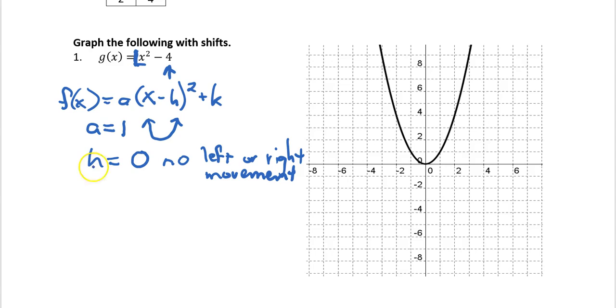But our K value is at the very end of the equation. It's the -4 that I have an arrow under. And so k equals -4, which means we're going to shift our graph down 4 units. We're going to physically take the black parabola and shift it down 4 units. When I shift it down 4 units, I usually focus on my vertex and bring it down 4 units. So my vertex, the bottom of it, will end up being at the ordered pair 0, -4. That's our vertex.